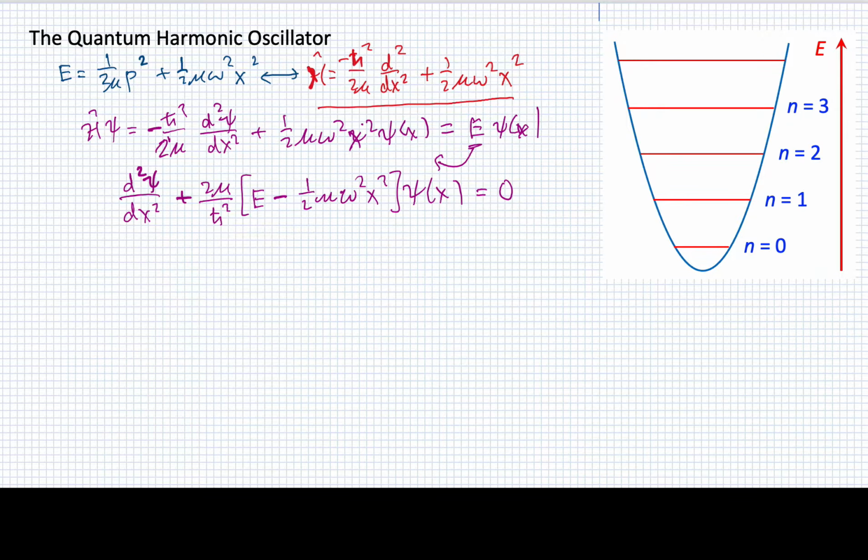Now, this looks a lot like the classical wave equation and it has many similar features, but one thing it has that the classical wave equation does not have is this term here. The classical wave equation does not have a term that depends upon the coordinate in this part of the differential equation. And this is the part that makes the harmonic oscillator a little bit different. It also makes it a little bit more difficult to solve.